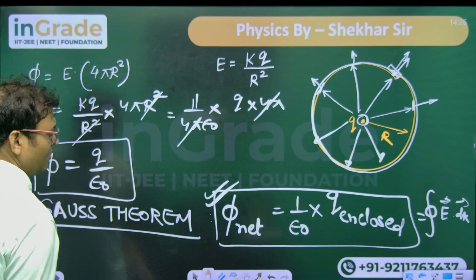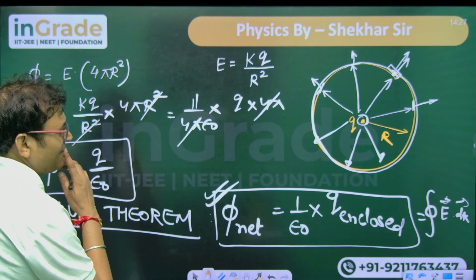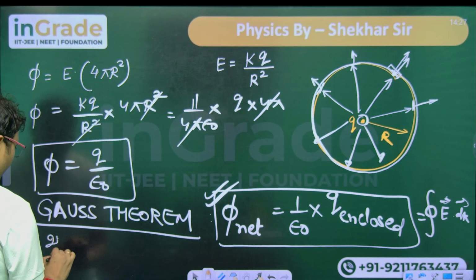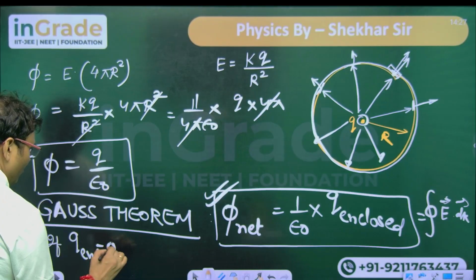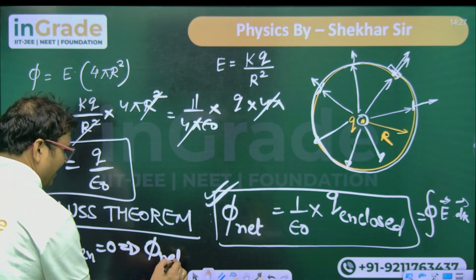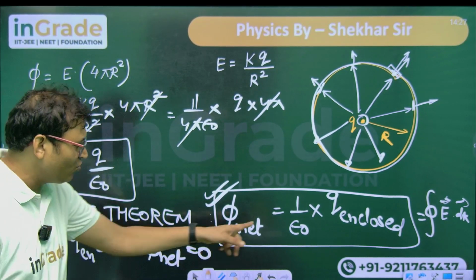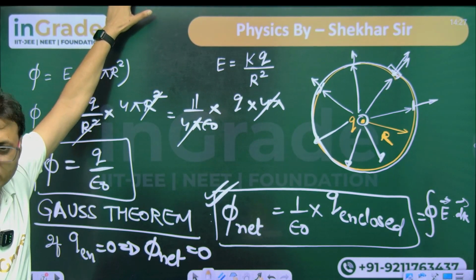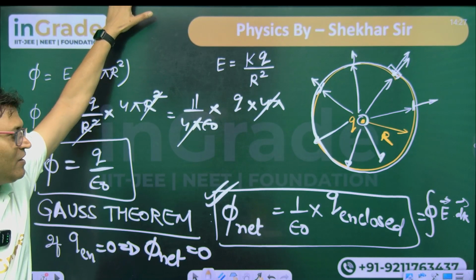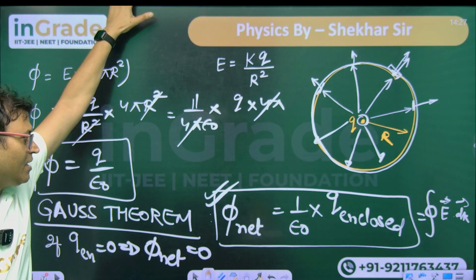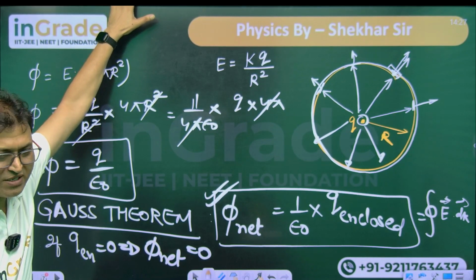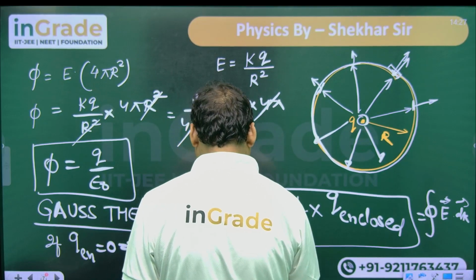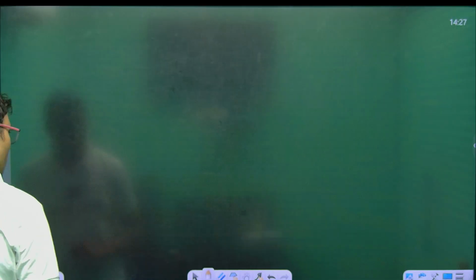This is used to find the electric field for symmetrical charge distributions. We will come to that point later on. But can we say, if Q enclosed is equal to 0, then phi net will also be equal to 0. I have already told you that if there is no charge enclosed by the closed surface, then the net flux will be equal to 0. If there is a charge enclosed, then the net flux through the surface will not be 0. So there are some properties of this Gauss theorem. We can discuss them one by one.